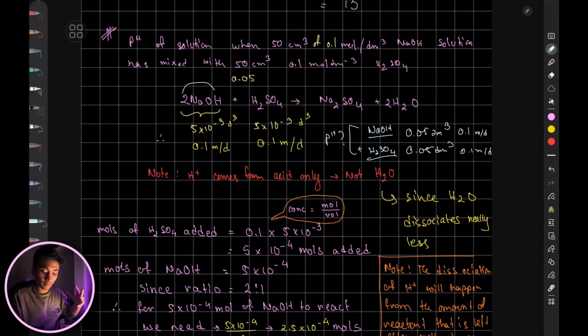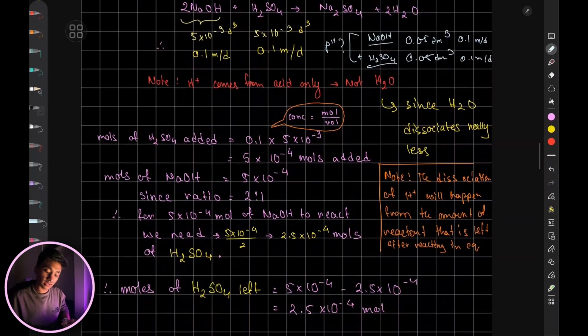In general, if both of them were in the right proportions, then your reaction pH would be exactly 7, because it's neutral. It's a salt and it's water. Again, H plus comes from the acid only, not water. So let's do the calculation. It's a fun calculation. It's a good calculation. Let's see.